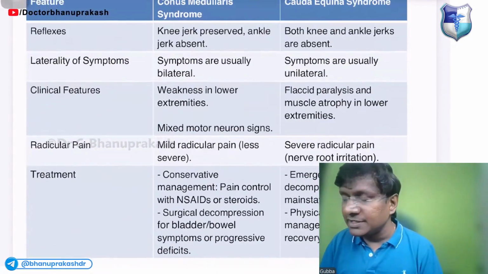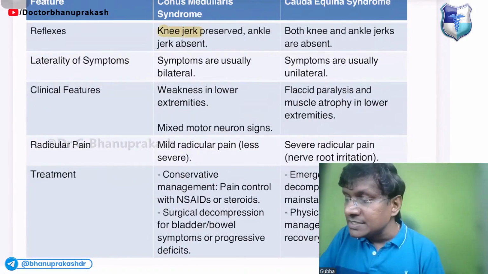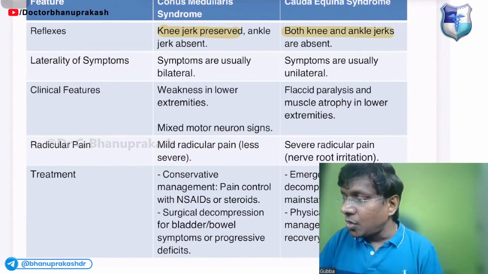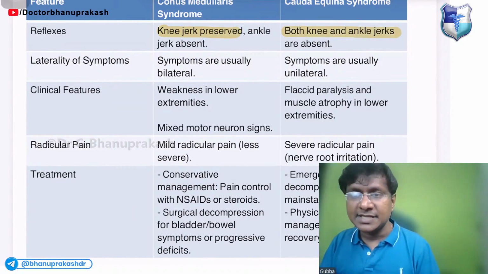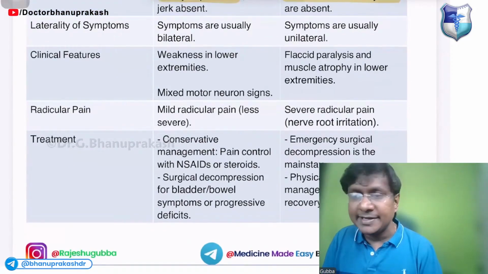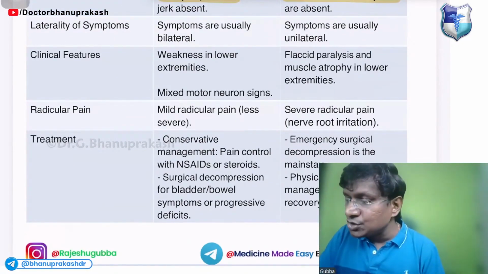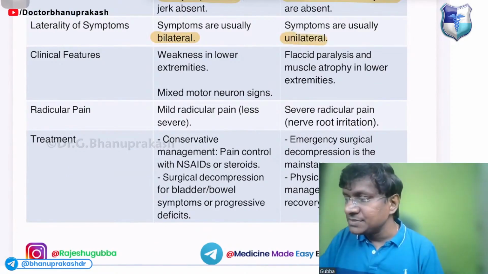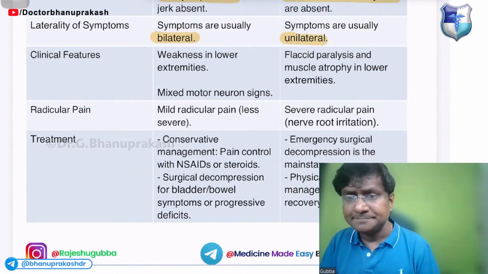And what did I tell you about the reflexes? In case of conus, the knee jerk is preserved, ankle jerk is absent. Whereas in Cauda equina, both the reflexes are being lost. And if you take the laterality of the symptoms, what did I tell you? In conus, it is usually symmetrical, bilateral. Whereas asymmetrical is what you observe in case of the Cauda equina.